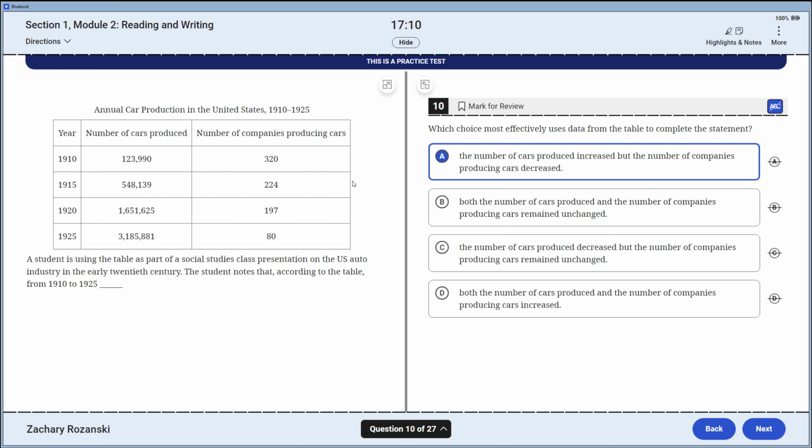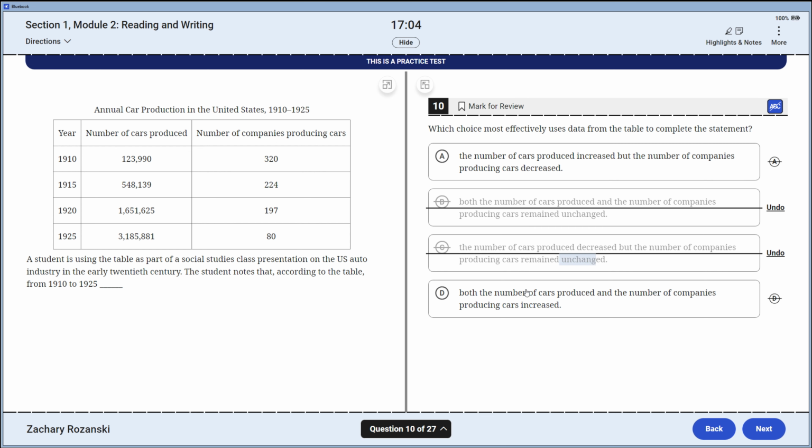Okay. Both the number of cars produced, no, the wording absolutely changed. The number of cars produced decreased. I just see the wording changed again. No, something changed. Both the number of cars produced and the number of companies increased. No, one increased, one decreased. A is the right answer.